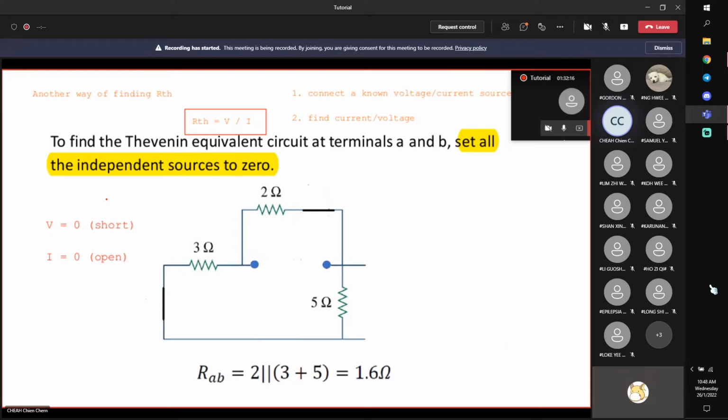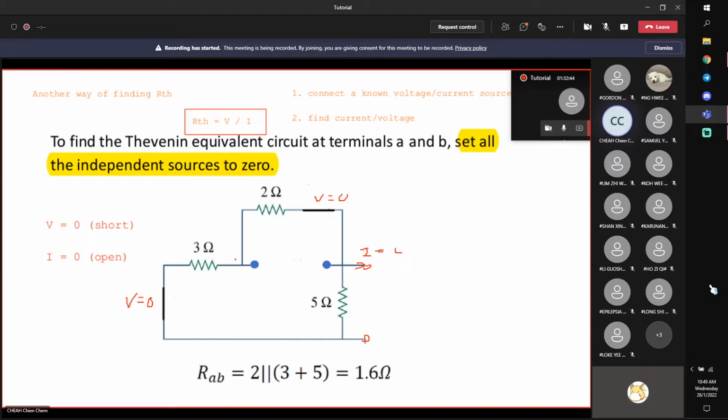Okay, notice that there's another way of finding the equivalent resistance. The idea is that after removing your independent sources, remember there was a voltage source here, set V equal to 0 by shorting them. There's a current source here, I open it so that my current is equal to 0. And this is the equivalent form.